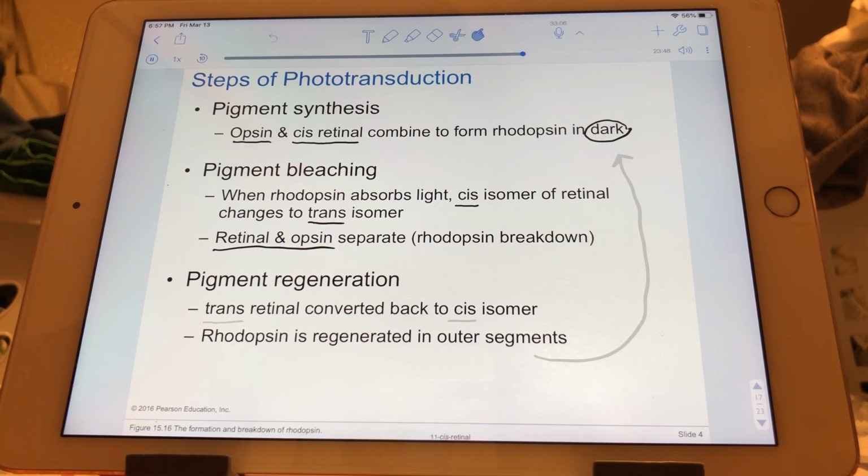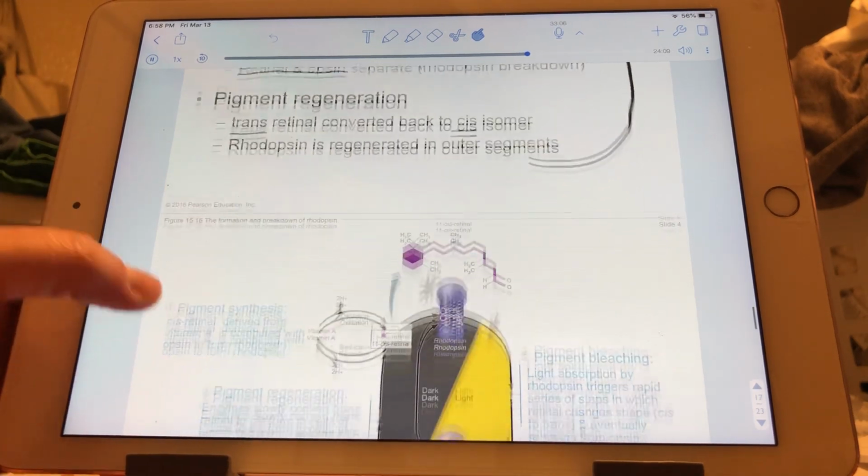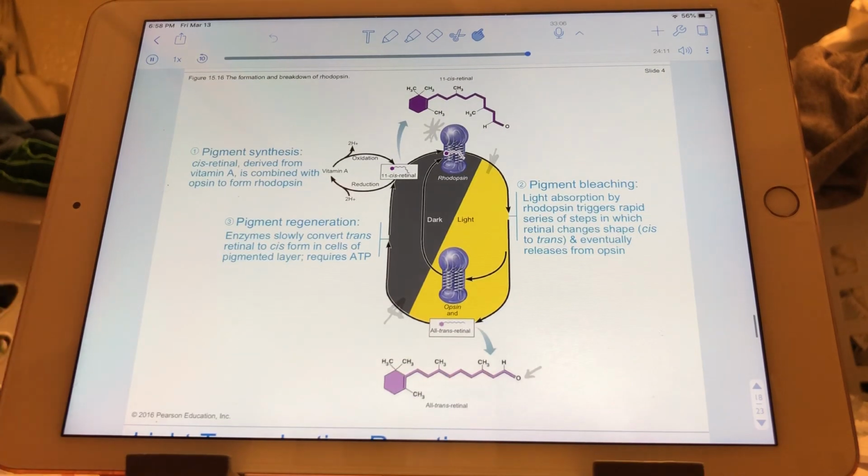When we are exposed to dark again, or rather when we're no longer exposed to light, that trans form of retinol will be converted back into the cis form, ready to do it all over again. Okay, let's go to slide 18.